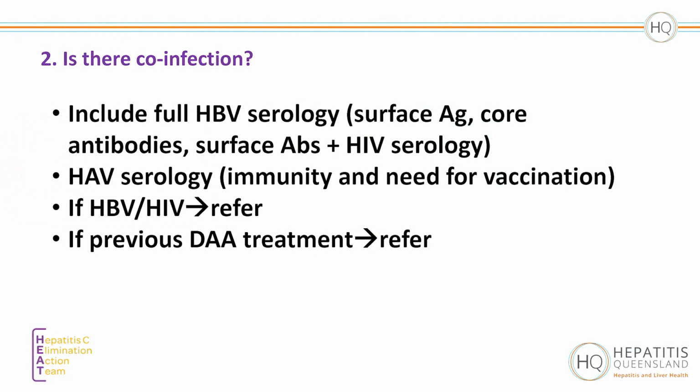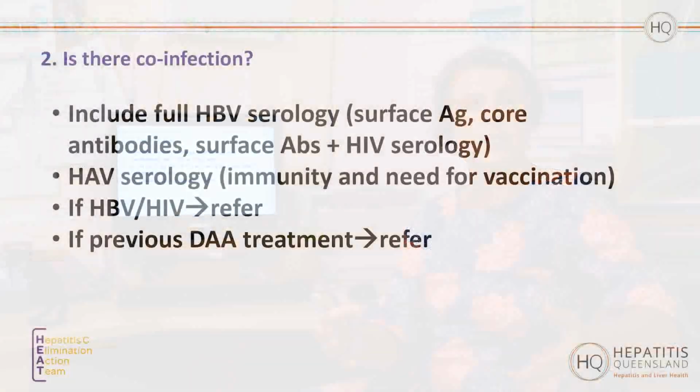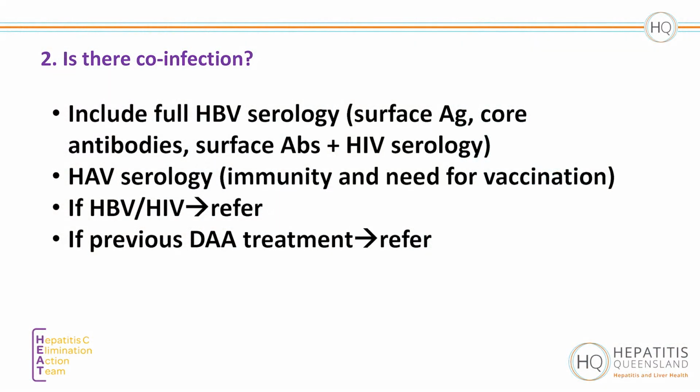The next step is to establish whether there is co-infection with hepatitis B or HIV. These patients are complex, and we don't expect most of you in GP land to treat these patients, and you should refer them. So what I would request on the pathology is full HBV serology. That includes surface antigen, surface antibody and core antibody, and HIV serology.